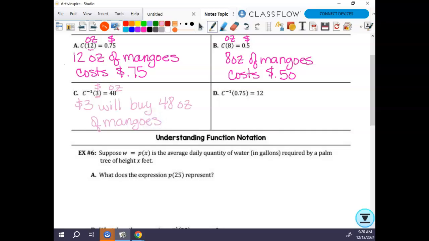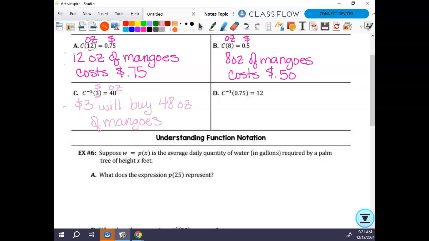Now, could you have written 48 ounces of mangoes cost $3? Yes, you're not going to have to explain this or actually write it out in your own words on the exam or anything. But I want you to think about the concept of what we would be doing. This is, I have mangoes, how much is it going to cost me? This is, I have money, how many mangoes can I get? That's basically the idea here.